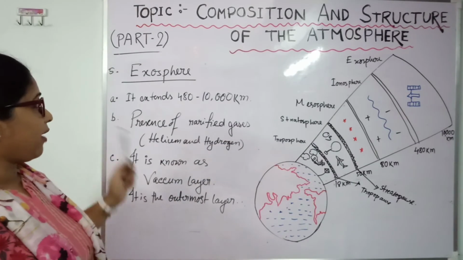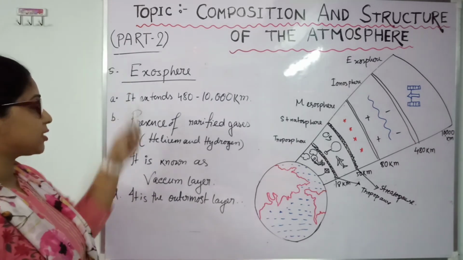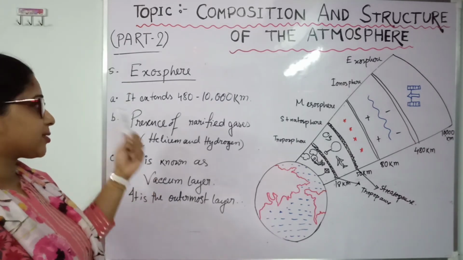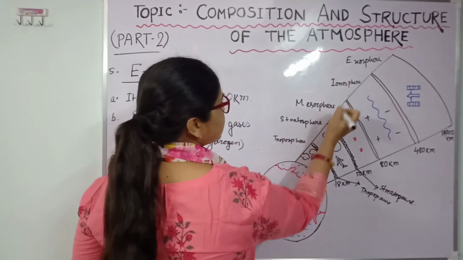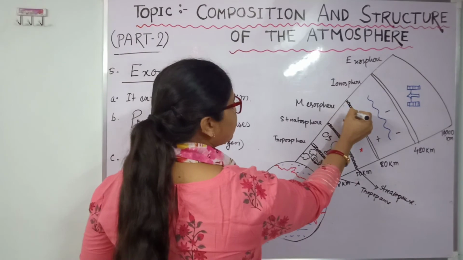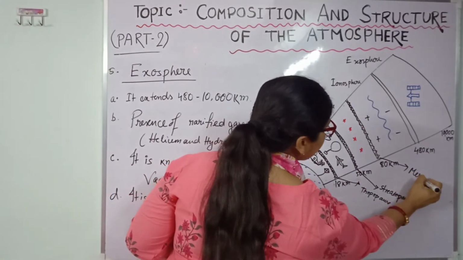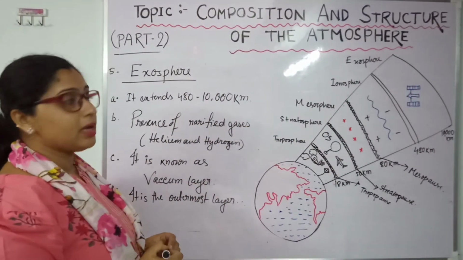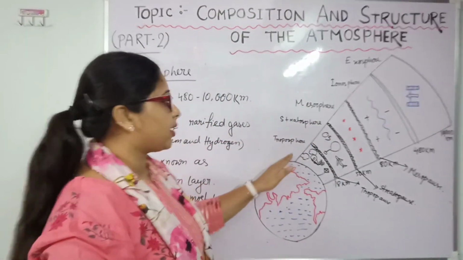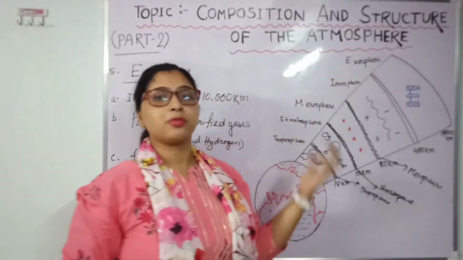Now students, we have reached the last layer of the atmosphere, that is the exosphere. Before explaining that, I forgot to tell that between the ionosphere and mesosphere there is one boundary, known as the mesopause. Mesopause means the mesosphere pausing here. Okay. So these three layers are part of the homosphere. Now the ionosphere and exosphere are part of the heterosphere.